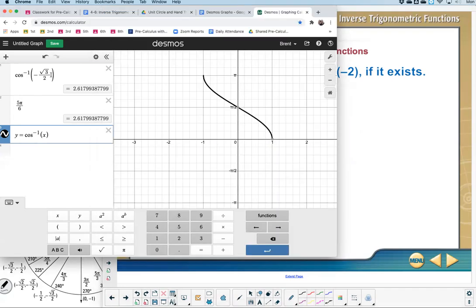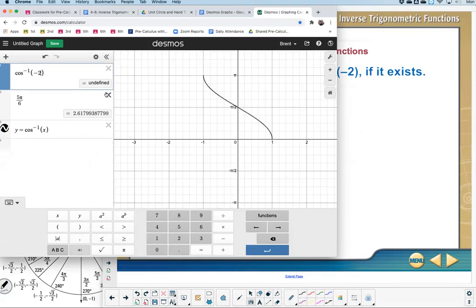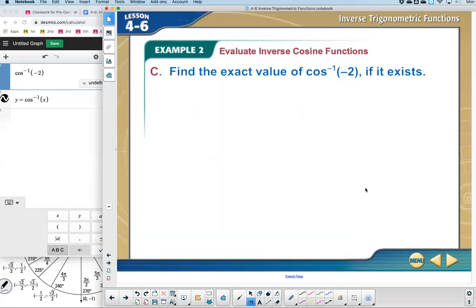Cosine inverse of -2, we get undefined. Why is it undefined? Well, this is outside the domain. That's a domain value, an x value, and notice it's -2. This graph does not exist over there. So cosine inverse of -2 is undefined, since -2 is outside the domain.